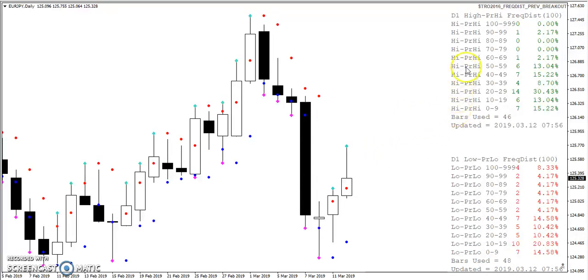So we look at these frequency distributions, and basically what a frequency distribution is, it tells you how often something happens. So in this case, it tells you how often when the high breaks the previous high, does it go 0 to 9 pips. Now we're looking over the last 100 bars, and you can see we used 46 bars here. So it broke out 46 times out of 100. We got a previous high breakout, and 48 times out of 100 we got a previous low. So when you're trading these daily breakouts, you've got a pretty good chance of getting a trade almost every day.